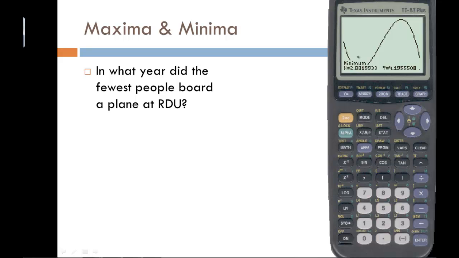So what this means, again, is in the year 2002, the minimum number of people who flew out of RDU was roughly 4.2 million people.